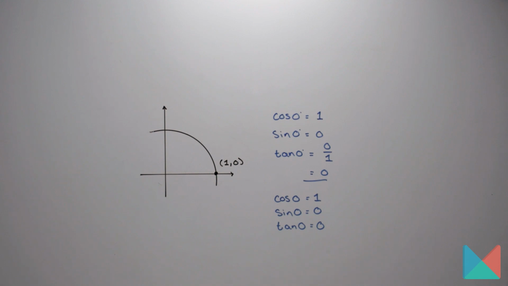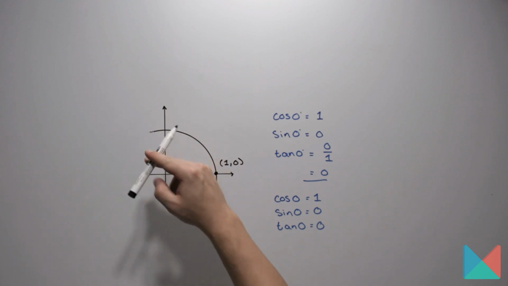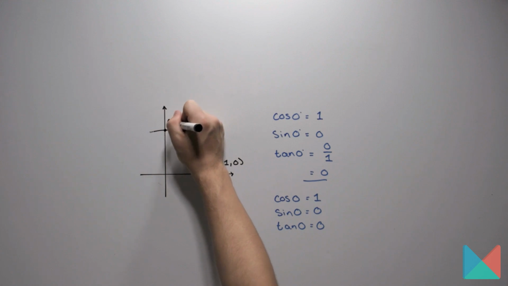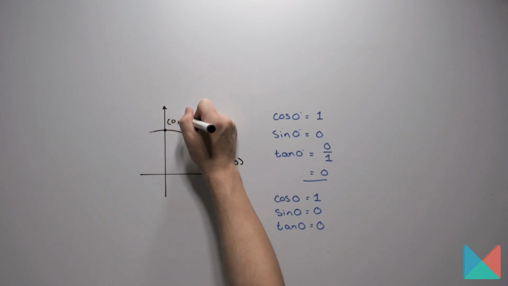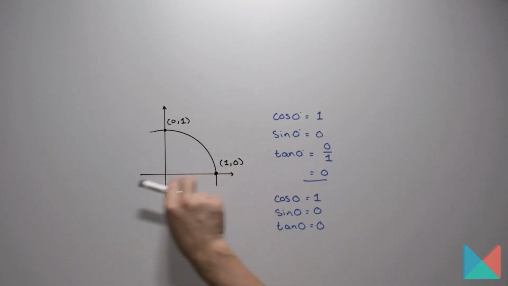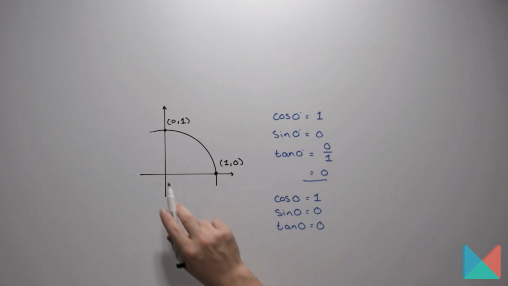Now let's consider our angle of 90 degrees. And 90 degrees is going to be on our positive y-axis. And this is going to give our coordinates here, which we should intuitively know is going to be (0, 1). As we go left and right 0 units, so our x component will be 0, and we go up 1 unit because our radius of the unit circle is 1.